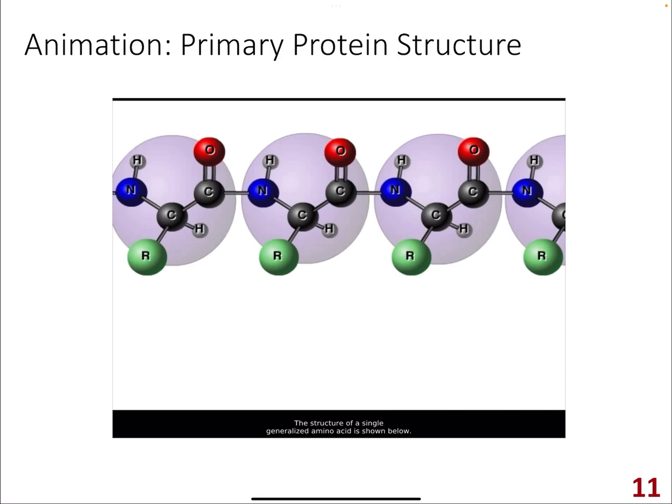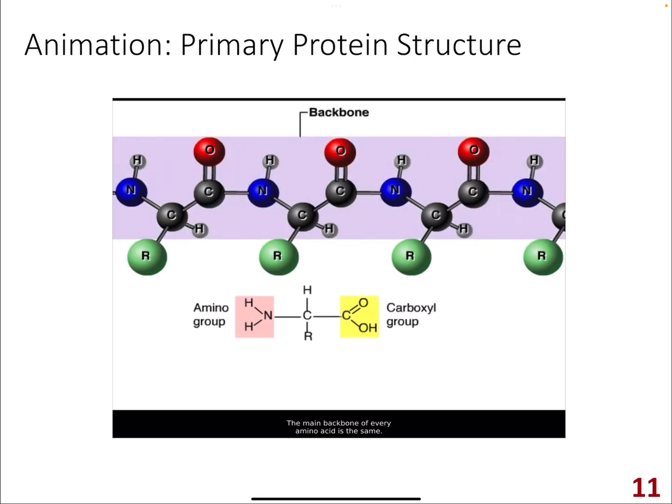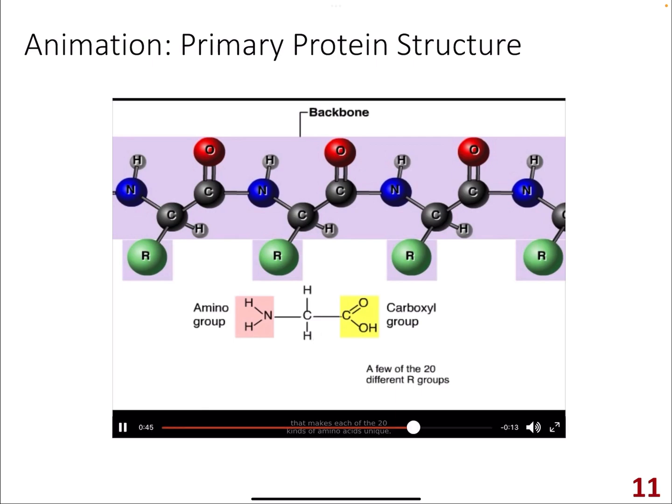The structure of a single generalized amino acid is shown below. The main backbone of every amino acid is the same. This is what forms the backbone of the polypeptide chain. It is the R group, which projects out from the backbone, that makes each of the 20 kinds of amino acids unique.